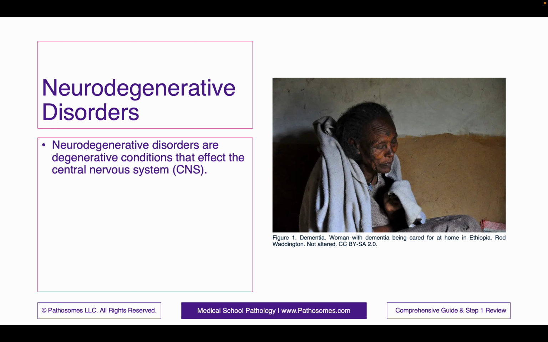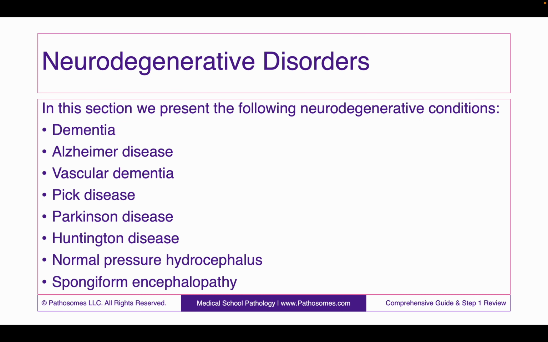Let's discuss neurodegenerative disorders. Neurodegenerative disorders are degenerative conditions that affect the central nervous system. In this presentation, we're going to be dealing with a number of must-know neurodegenerative conditions.